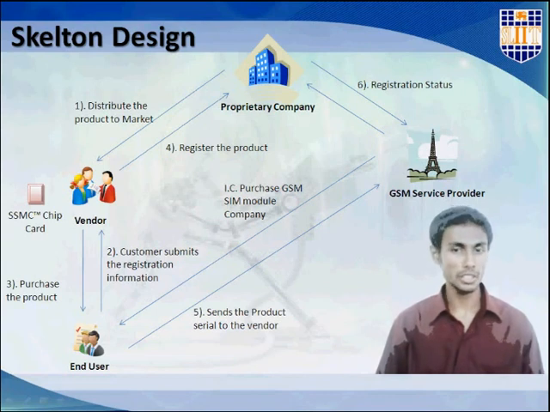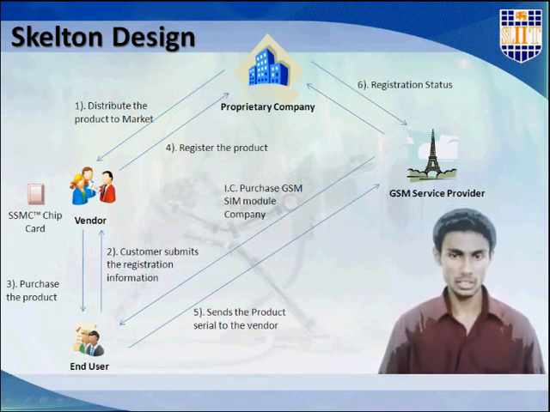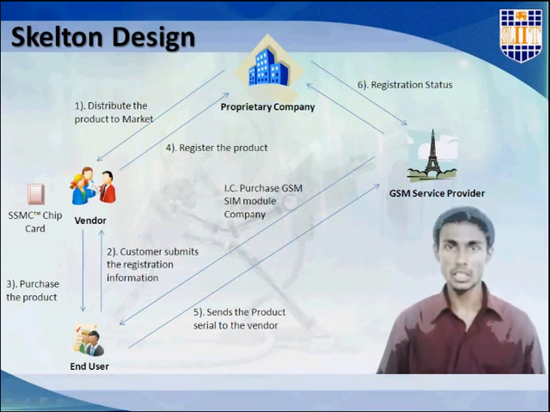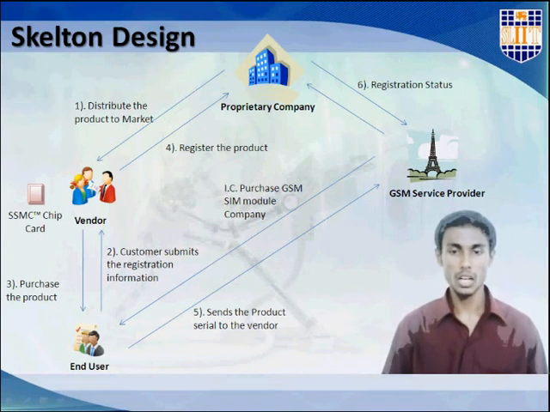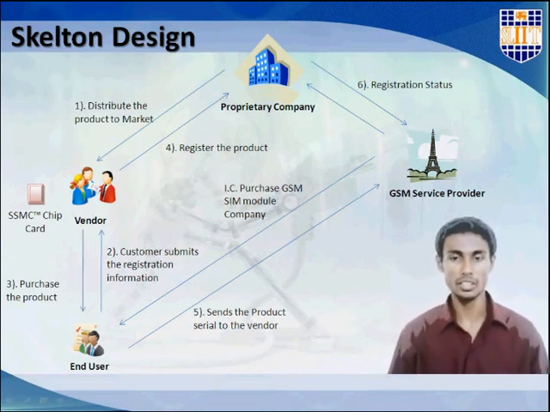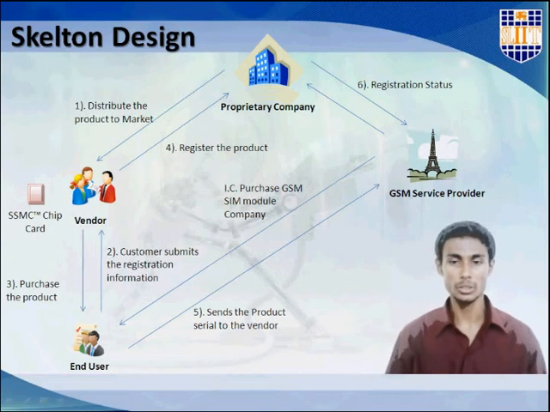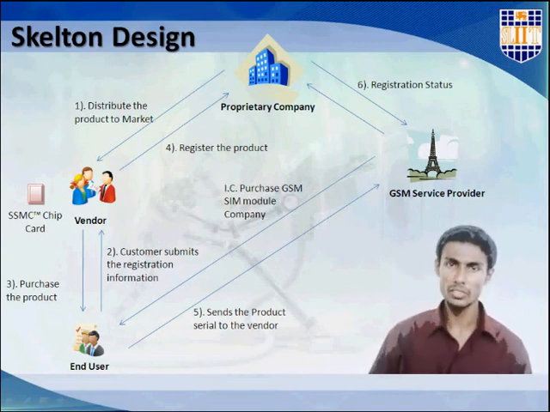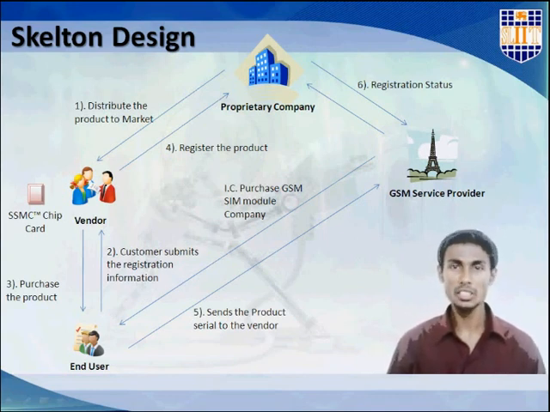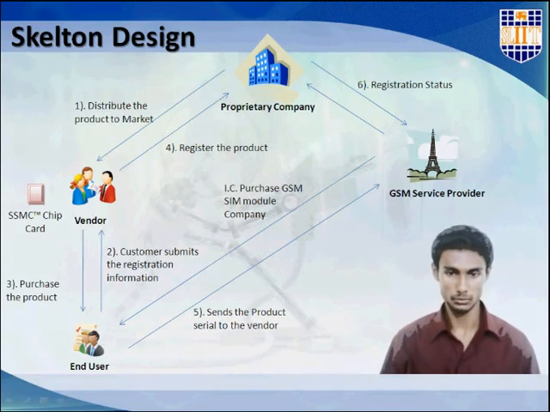the system is automatically programmed to send the registration request information to the proprietary company via a GSM service provider. This is going to be achieved by the SMS service. When the request is made, the registration status and all the registration information are sent via SMS to the requester. If the received information is correct, the product is activated for that customer.